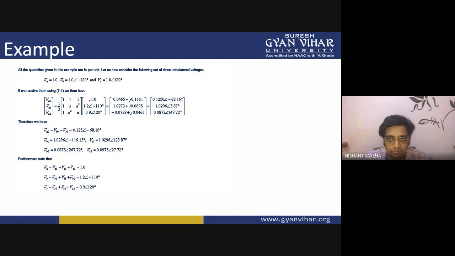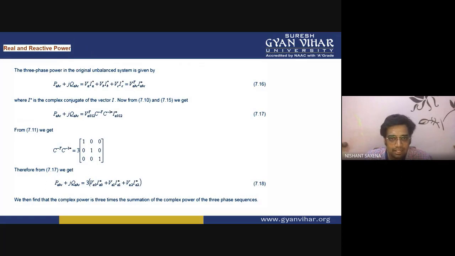Similarly, let's take another example. Let us now consider a set of three unbalanced voltages, which are already known to us.